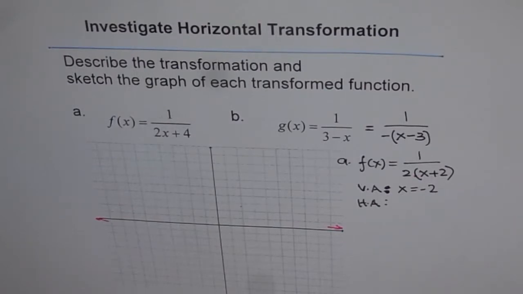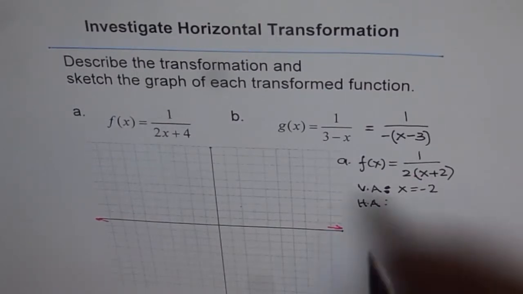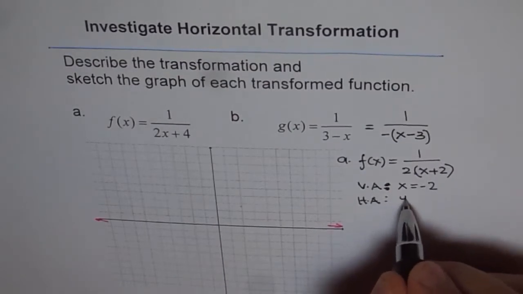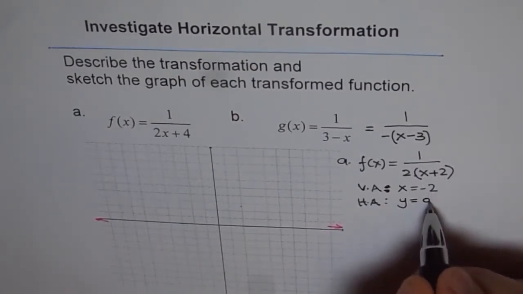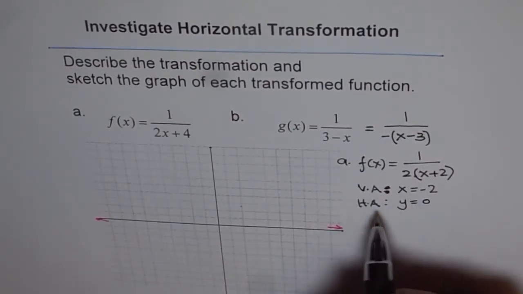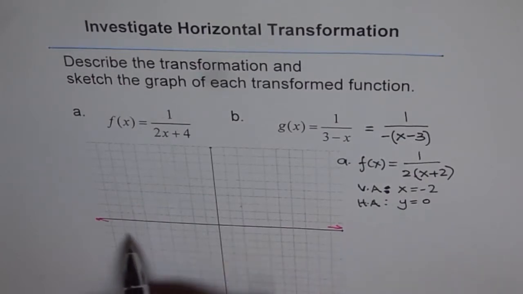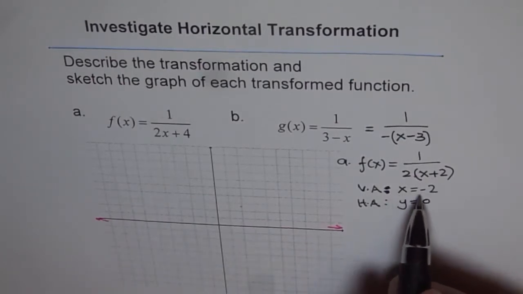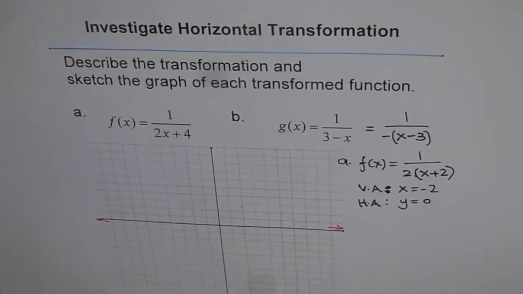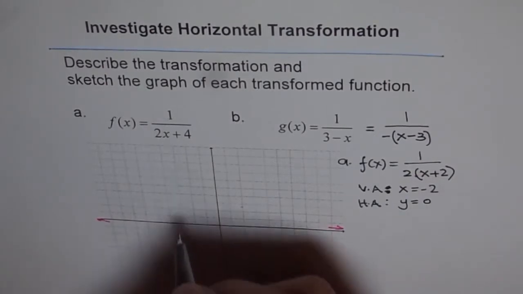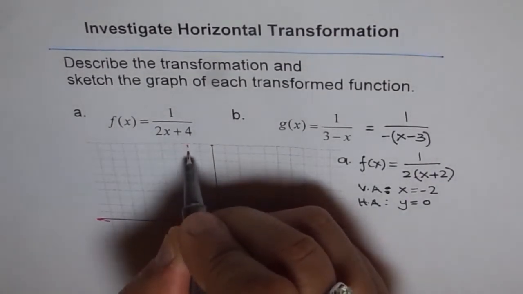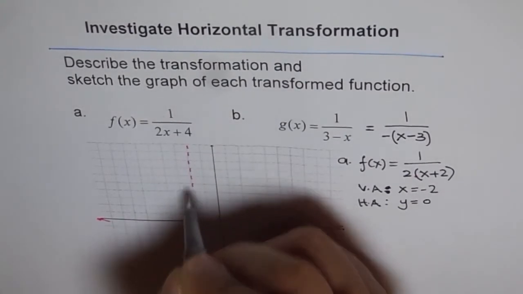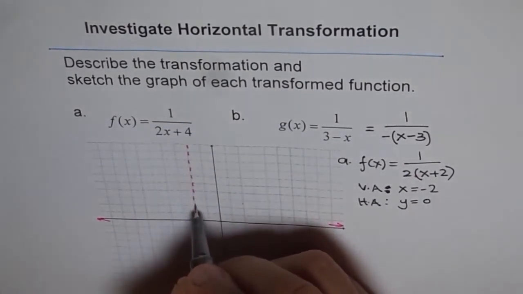Now, with this, we can write here, our horizontal asymptote is y equals 0. See, these are the equations of the lines. Horizontal line, y equals 0, is the x-axis. Now, vertical line, x equals minus 2. Let's draw this. So this is my vertical line, x equals minus 2.